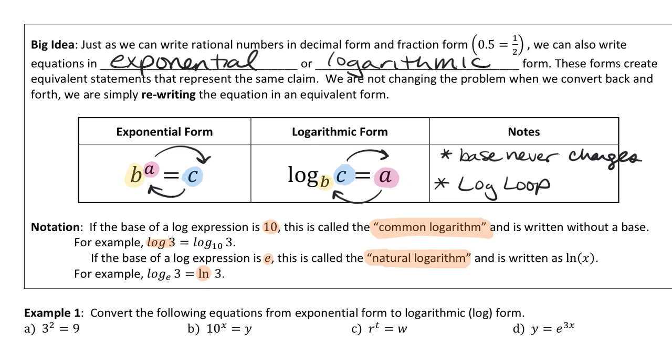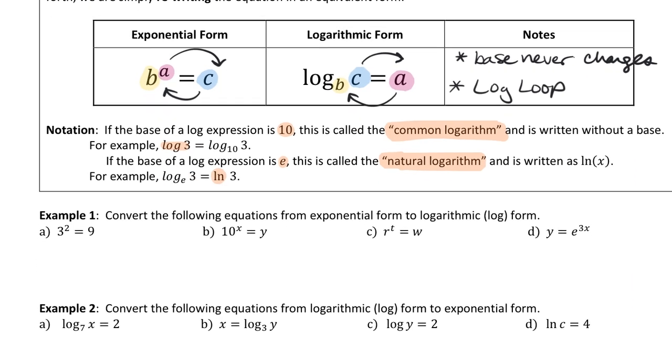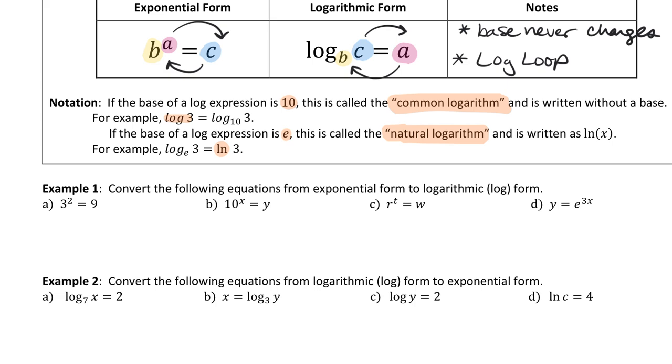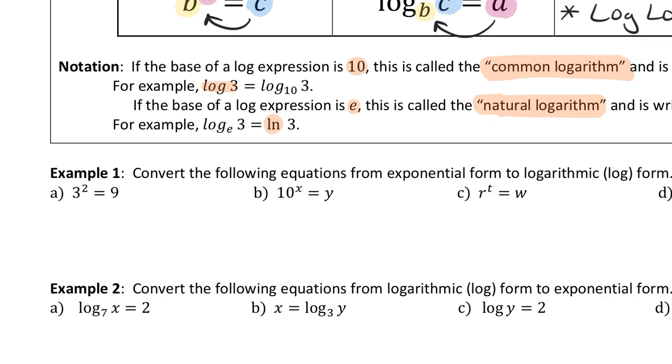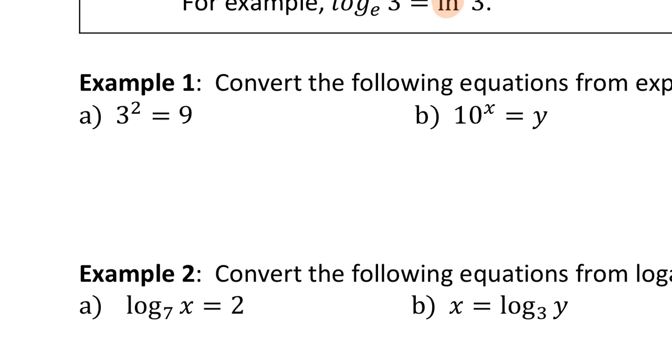Okay, so we have two separate types of special cases when it comes to logarithms. Your common logarithm is base 10. Your natural logarithm is base e. Hang on to that information, and we're going to log loop some of these things. Our first two examples are just converting back and forth from exponential to logarithm or vice versa. I'm only going to color code one of them, and then we're just going to rock it out from there.